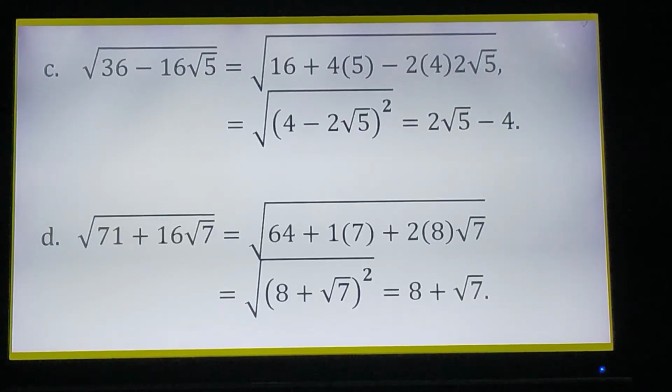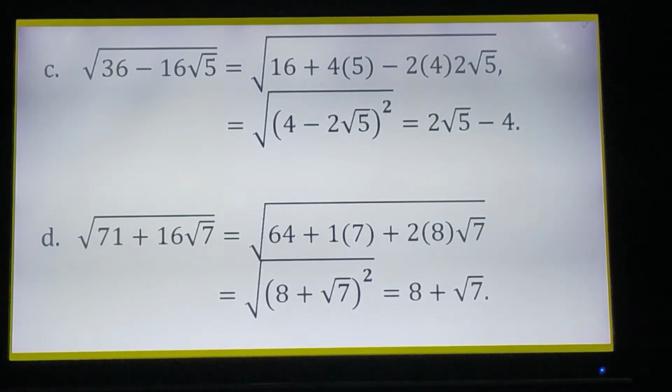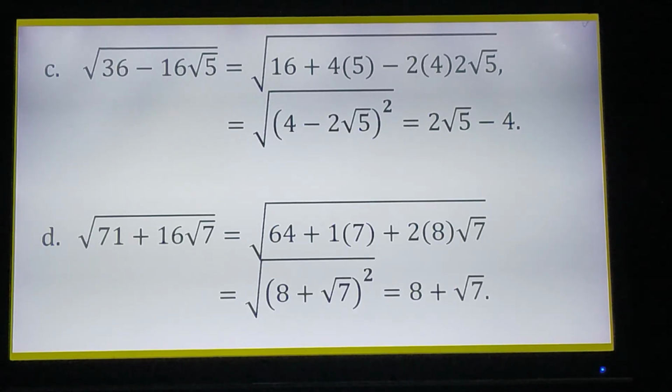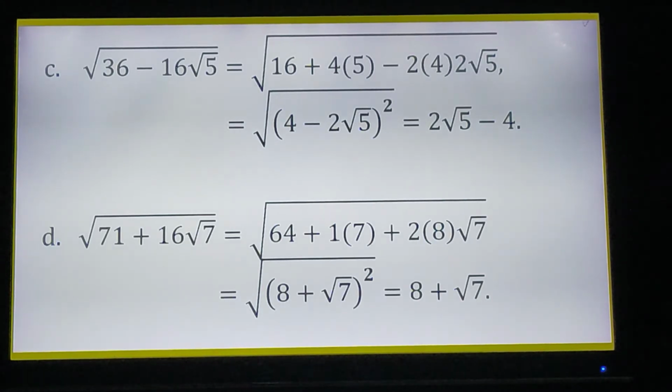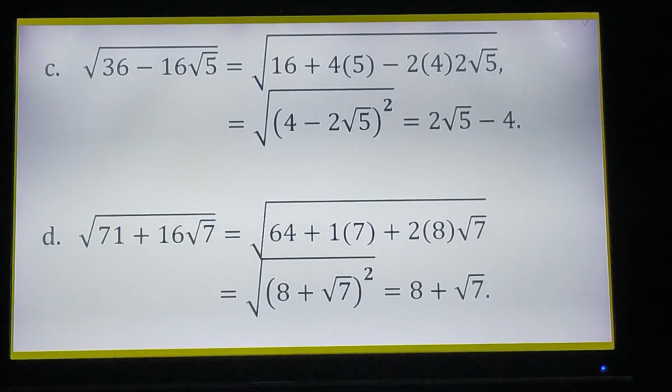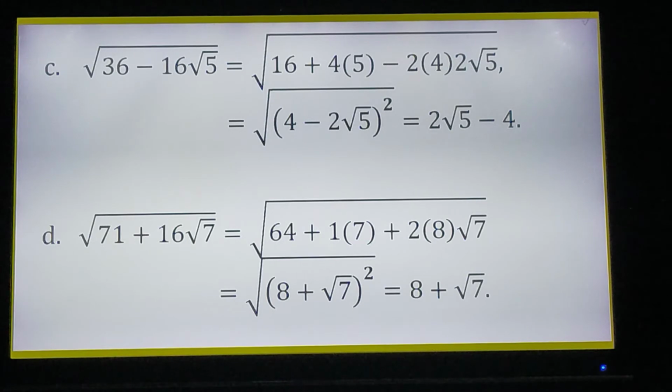Letter C and D are similarly solved. However, in letter C, take note that instead of the final answer 4 minus 2 square root of 5, we use 2 square root of 5 minus 4. It is because we always take the positive root of a number, and 4 minus 2 square root of 5 is a negative number.